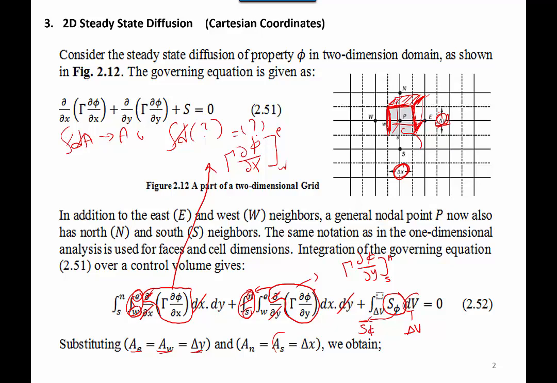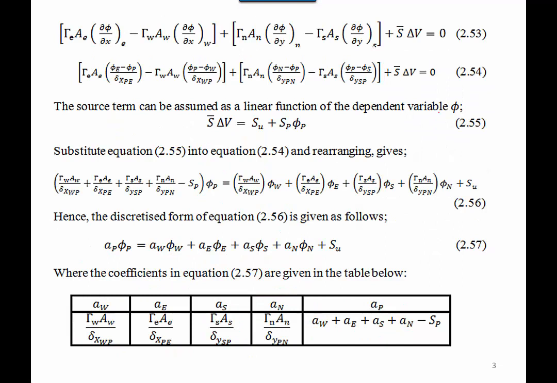So therefore, when we open the details of equation 2.52, we will have equation 2.53. This is the opening of the first double integral on the left, this is for the north and south terms, and this is for the source term.